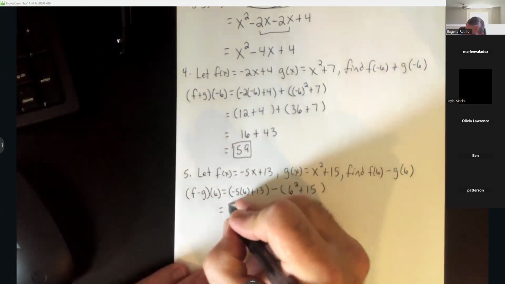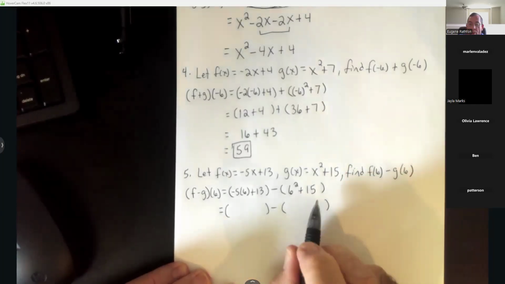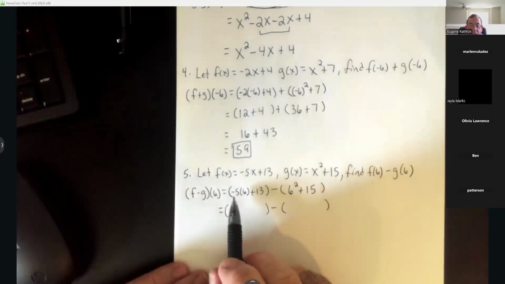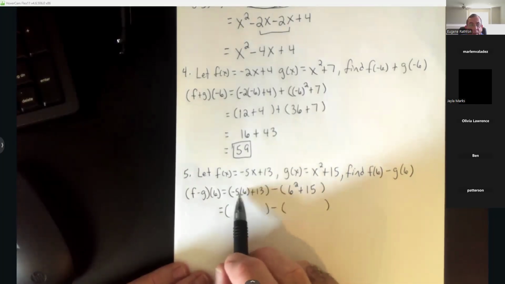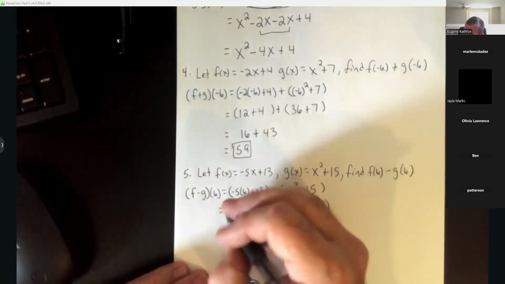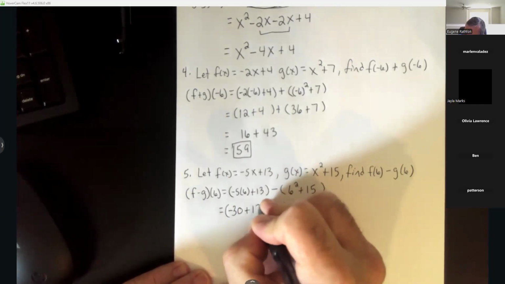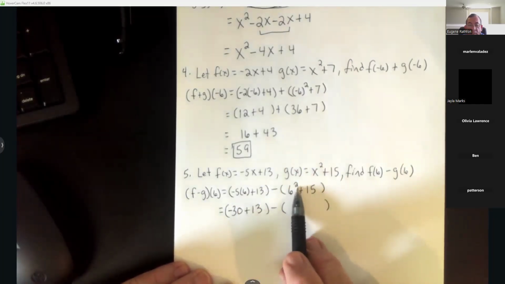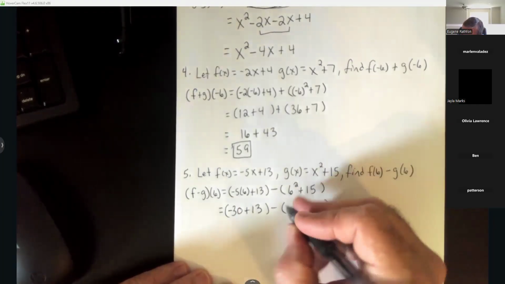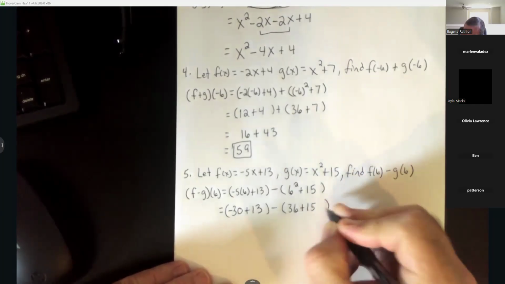All right, so I'm going to work in the first parentheses and minus, and then work in the second parentheses. So in the first one, you got to multiply before you add. So negative 5 and 6 is negative 30 plus our 13. In the second one, you got to do the exponent first before you add. So 6 times 6 is 36 plus 15.